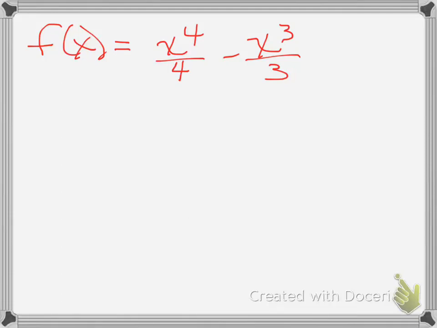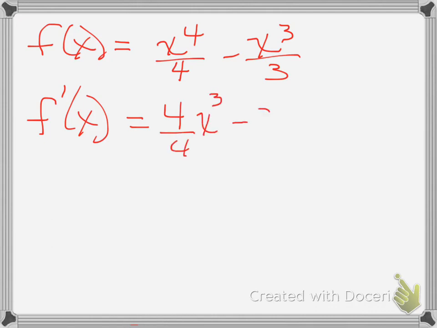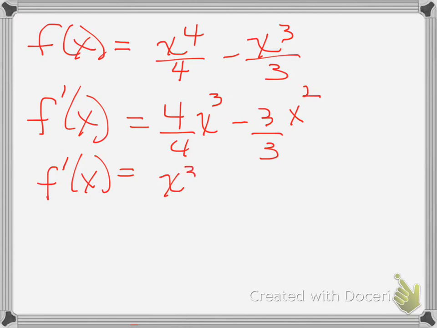Okay, so to do this derivative, you've got fraction minus fraction. So f prime of x equals 4, the 4's will cancel, x cubed minus 3, the 3's will cancel, x squared. All right, so cleaning it up, f prime of x equals x cubed minus x squared. So that's your derivative.